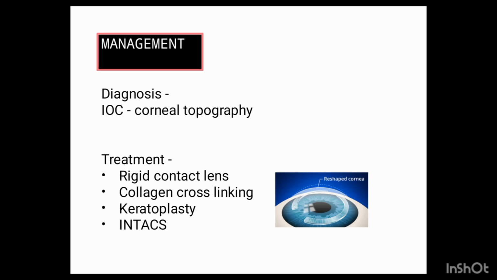So rigid contact lens is a viable option in the treatment, and you can strengthen the cornea using collagen cross linking, and keratoplasty is an option, and then comes Intacs. So what are these Intacs? These are the intracorneal stromal rings.